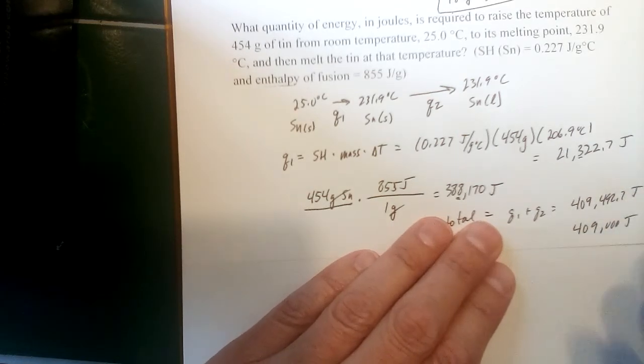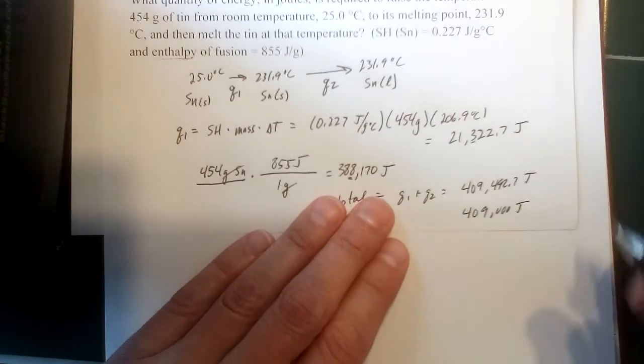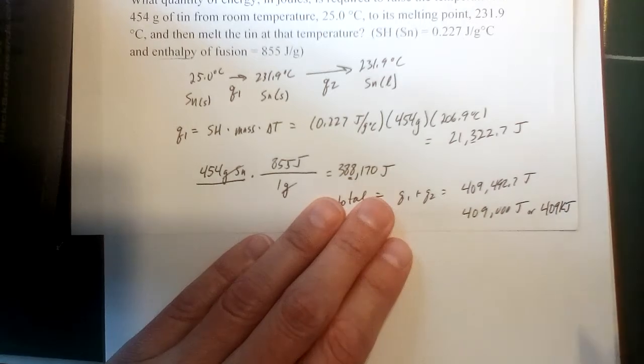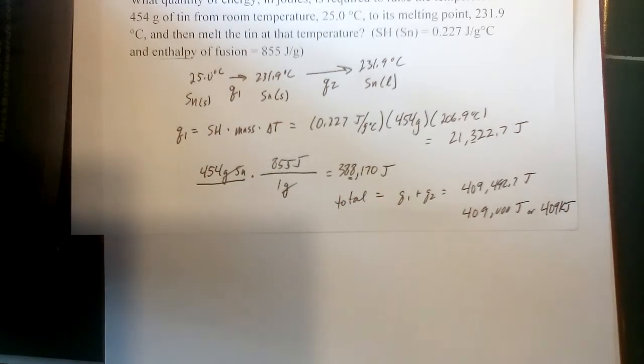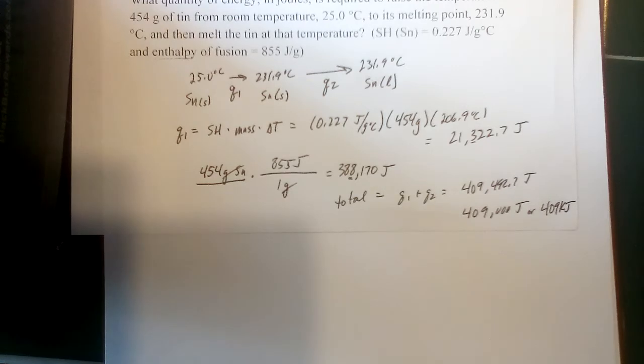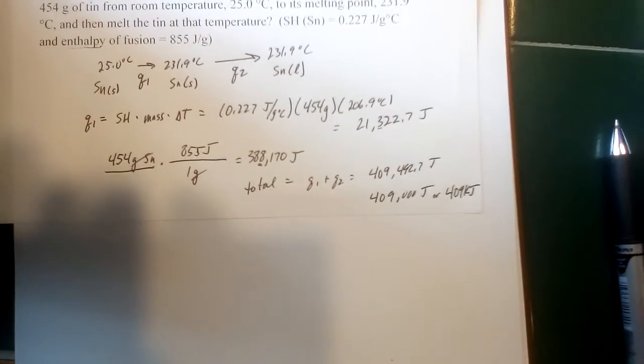409,000 joules. And that's a little better written as 409 kilojoules, although I'm running out of space on the page there. But numbers that high, it's probably good to change it to kilojoules. Okay, so watch out for that. Look for temperature changes and phase changes in your problems, and we'll pick up on the next page in the next video.